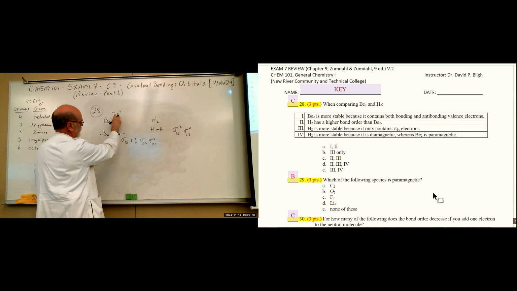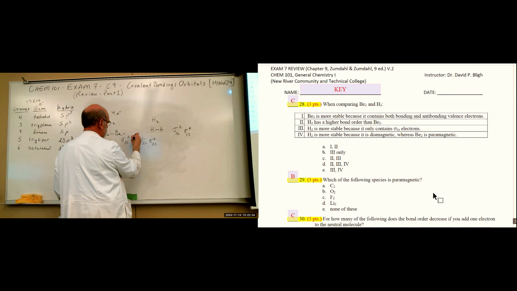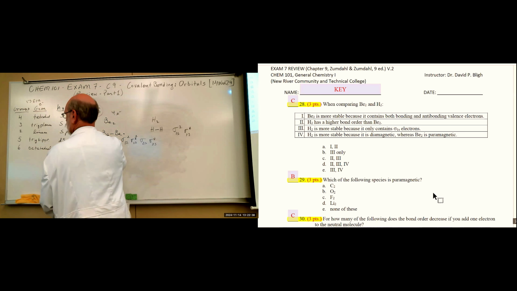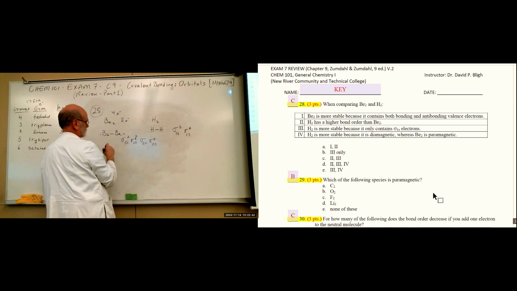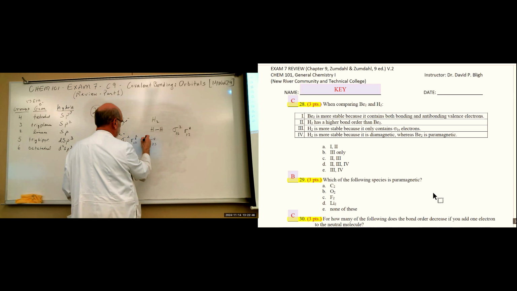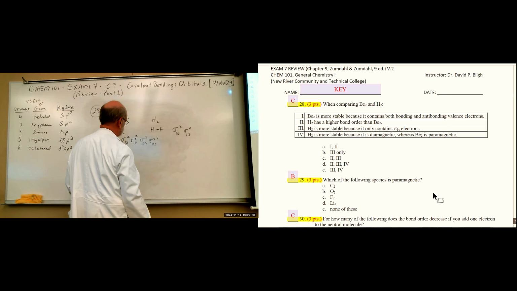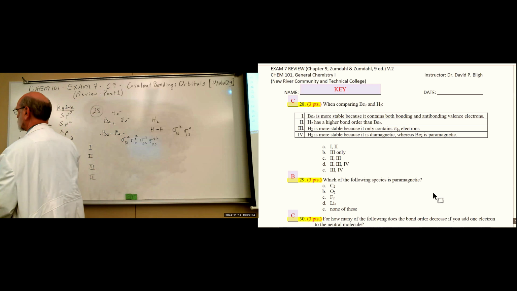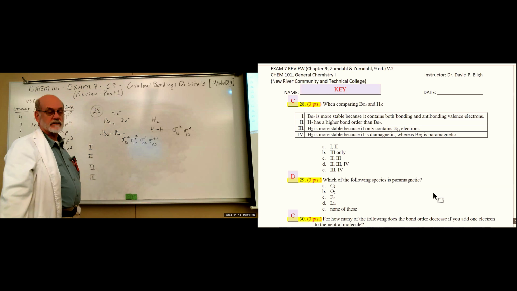Well, I didn't count them up here. We still have 2 here and 2 here. Maybe we better do that. Let's count up everything. So it's Be2, right? 8 electrons total. So we have 2, 4. We need 4 more. 2, 4. It's unlikely that this molecule even exists.